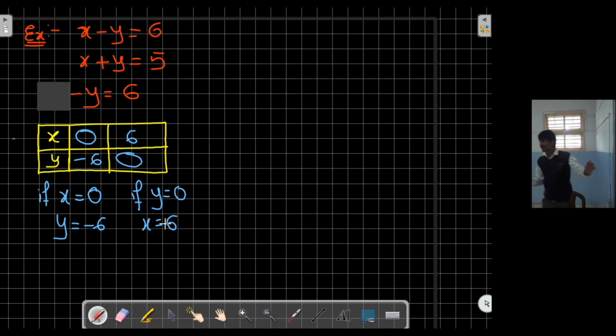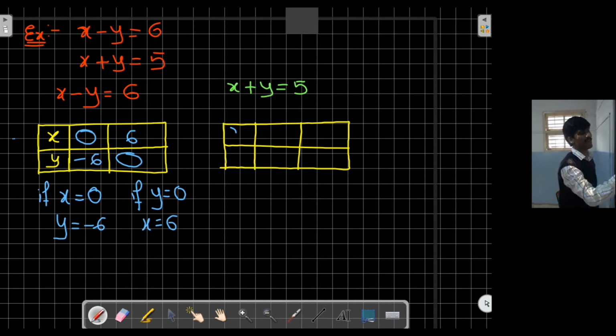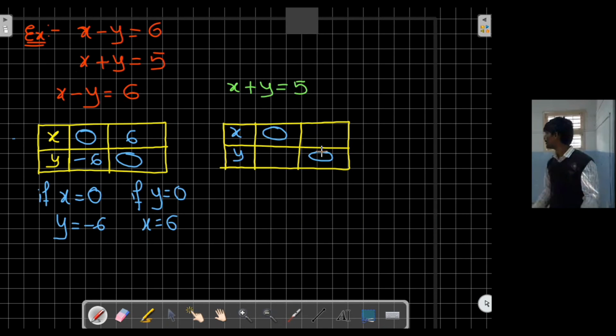And not every time. I am going to give you one more different example here. In that case, what you have to do, I will explain that. So now we will take one more equation here: x plus y is equal to 5. So let us draw the table. This is x, this is y. One time x is gone, one time y is gone. If x is gone, what is y?